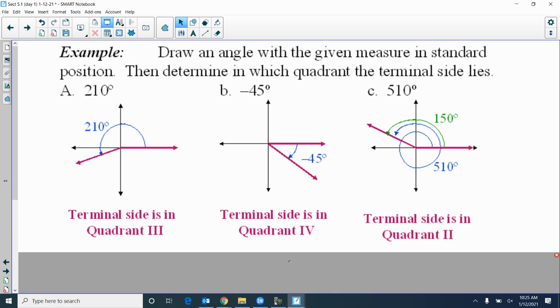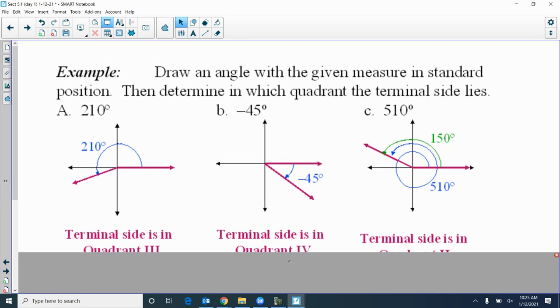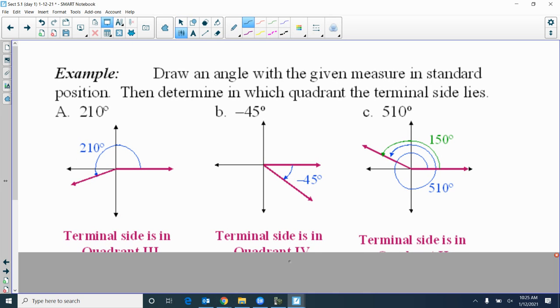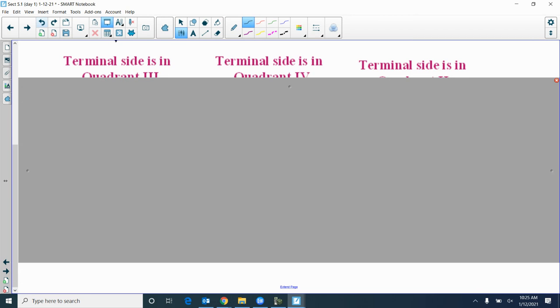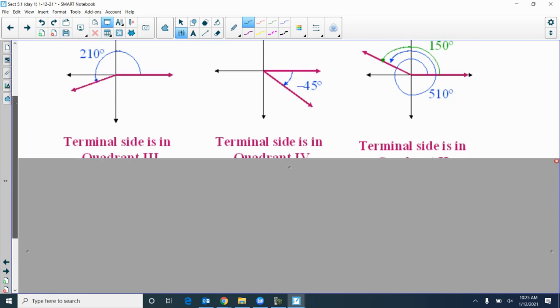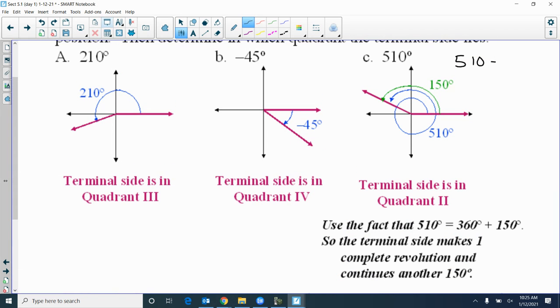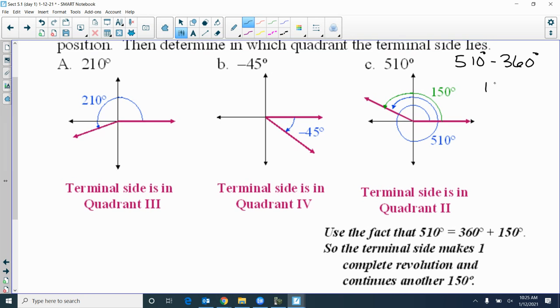510. You have to do a complete revolution, and then you still have to go 150 degrees more. So the terminal side is in quadrant 2. So you're going to take 510 minus 360. So 150 degrees for that.